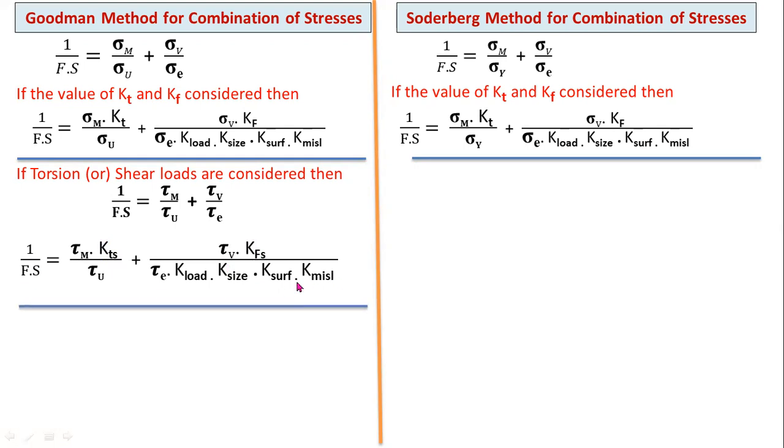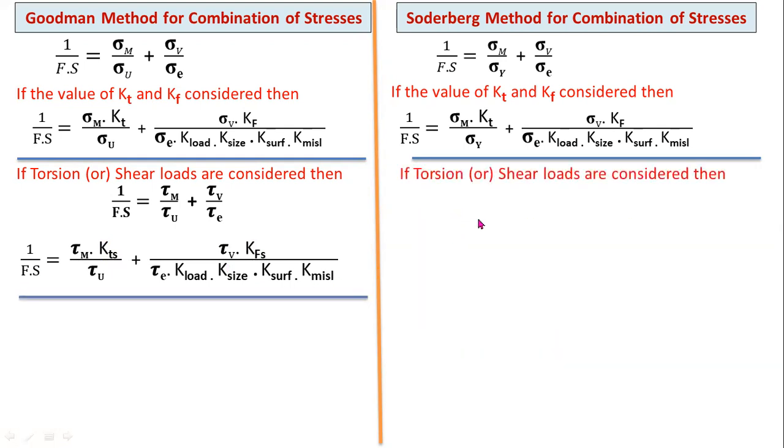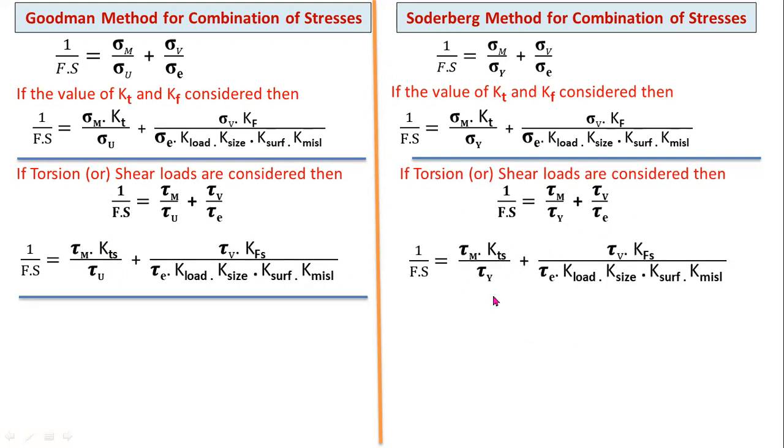In a similar way, for the Soderberg equation, 1/FS = τm/τy + τv/τe, when torque or shear loads are considered. And this is the another equation for the Soderberg method.